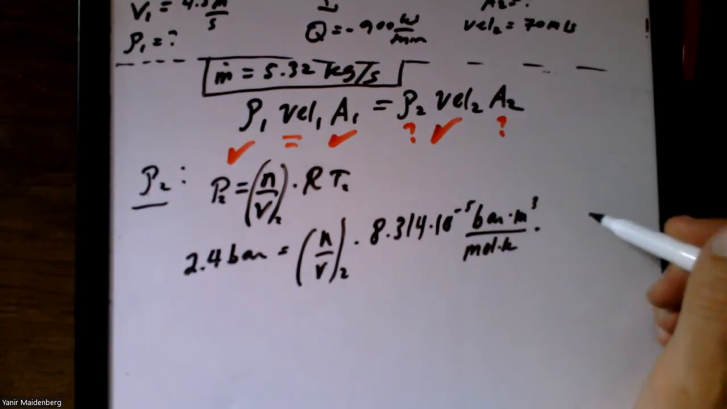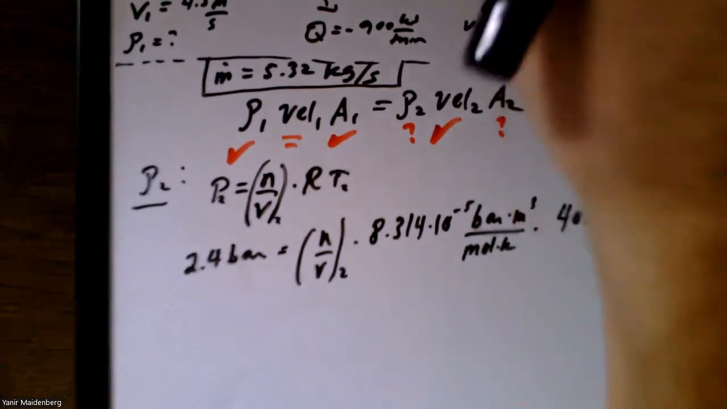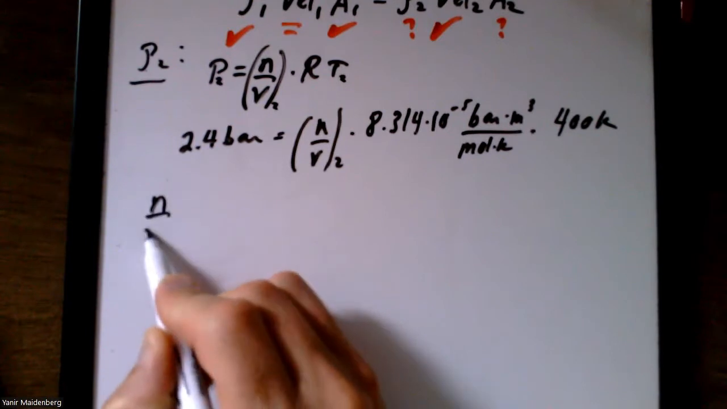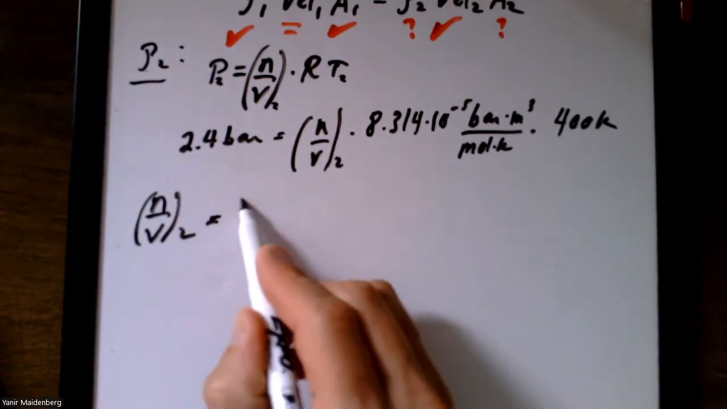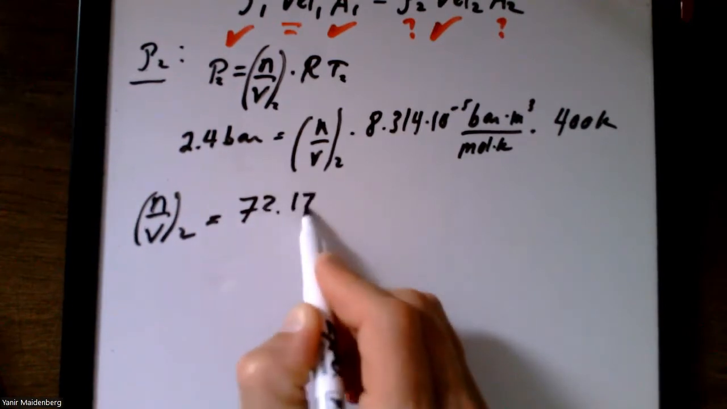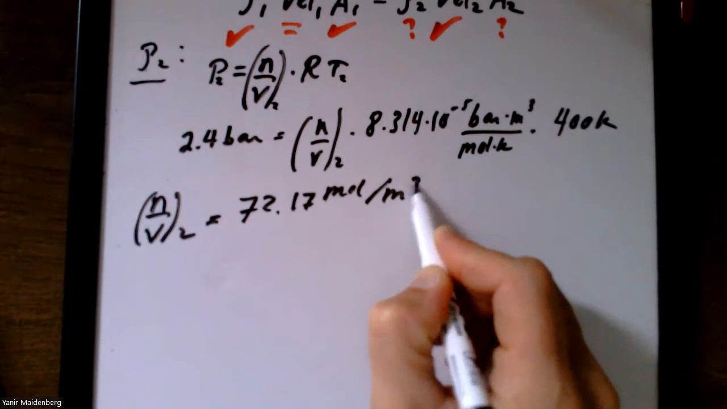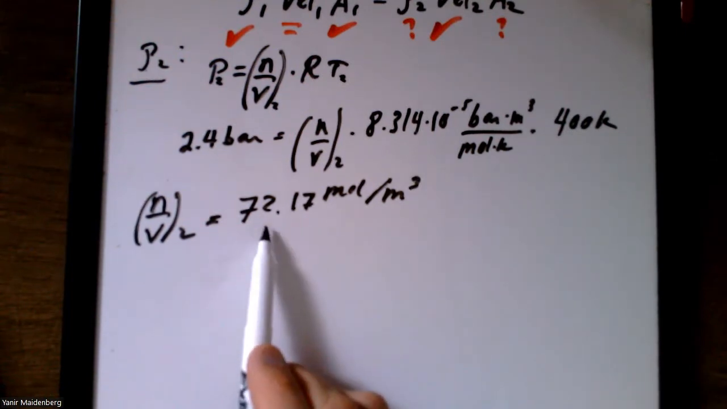And the temperature is 400 K. And so when you solve for N over V2, for state 2, you get 72.17 moles per meters cubed. Again, I don't want that. I want kilograms per meters cubed, but I can convert, no problem.